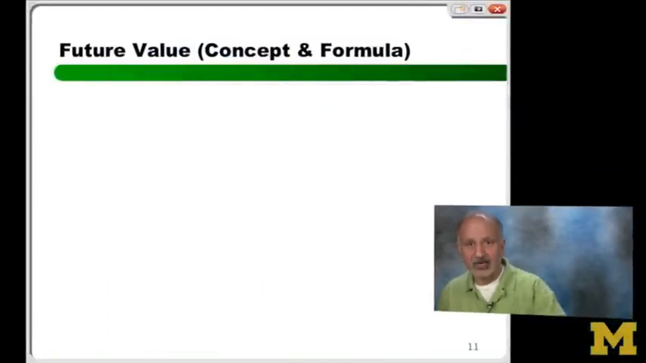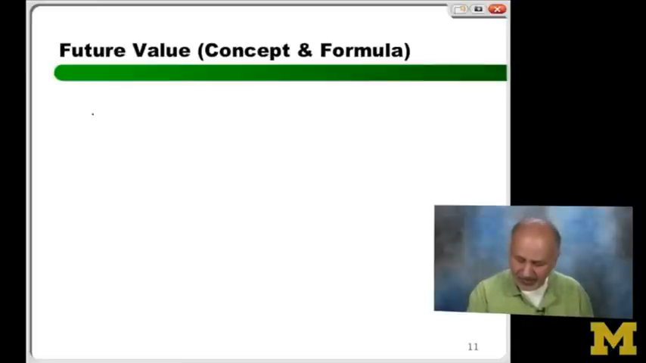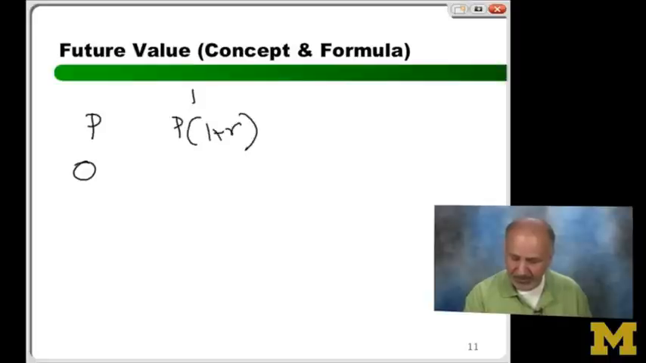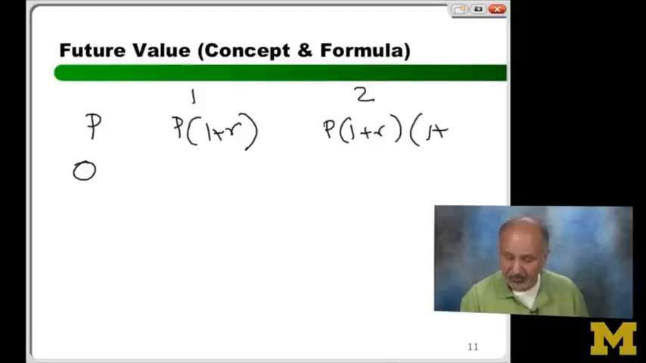So I've given you a sense of what is the future value of $100 2 years from now, and the concept and formula. Let me just repeat one more time so that you can understand. The formula says this: if I have P at time 0, after 1 year it will be P(1 + R). After 2 years, what will it be? P(1 + R) times (1 + R).